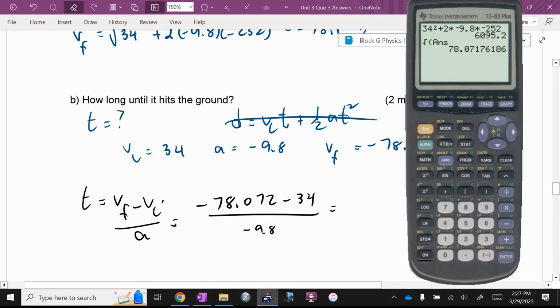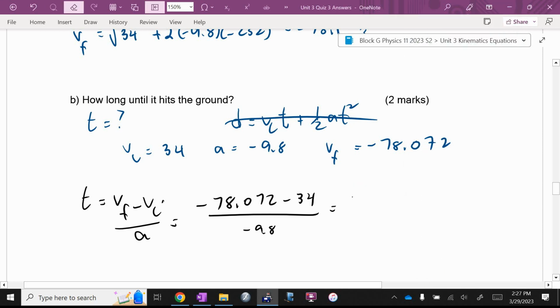This is a fraction. I have to put the top in brackets. How do I do negative 78? I go negative, and then my answer button. Ta-da! Minus 34, close bracket, divided by negative 9.8. And you get 11.4 seconds. And change.